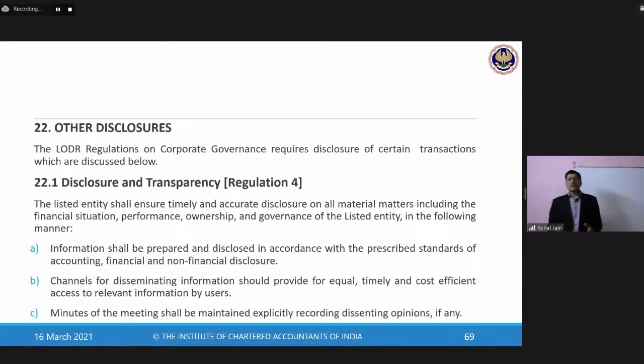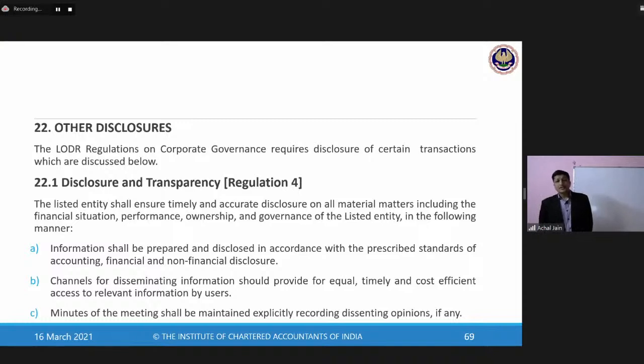Otherwise, most of the requirements were something on which we can just have an understanding conceptually, and we can think as to what is the real perspective behind bringing that provision, and accordingly we can ensure that all of these things are taken care of. Now moving on to some more requirements, there are certain other disclosures which have been prescribed. So let's move on to that part now.